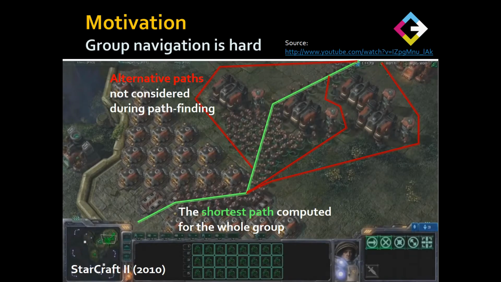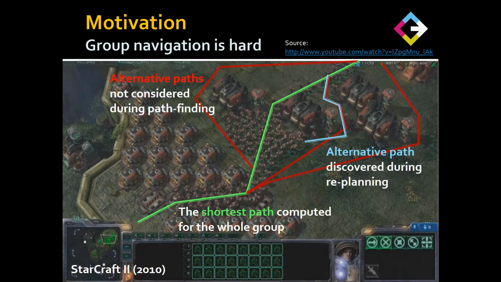So the first example is from StarCraft 2, which actually has done the navigation of units quite well. However, even StarCraft is not considering alternative paths for unit groups, like those red lines. That's because pathfinding is quite costly, so you usually find a path for the whole group and then let all units follow it. Notice that some units actually found an alternative path.